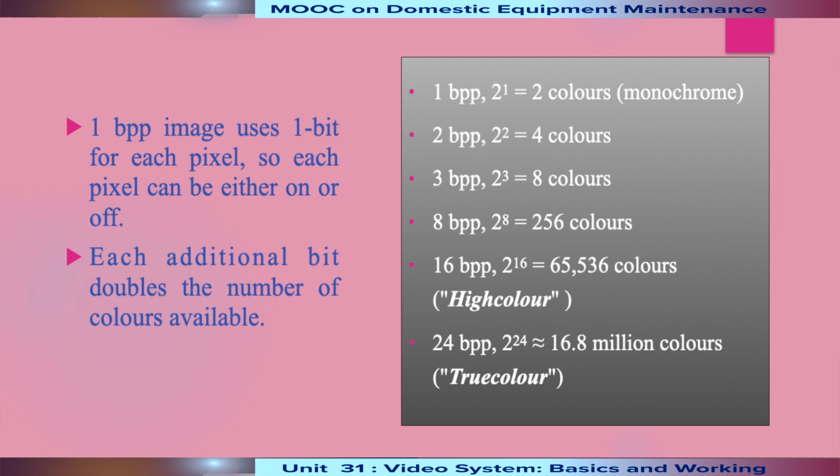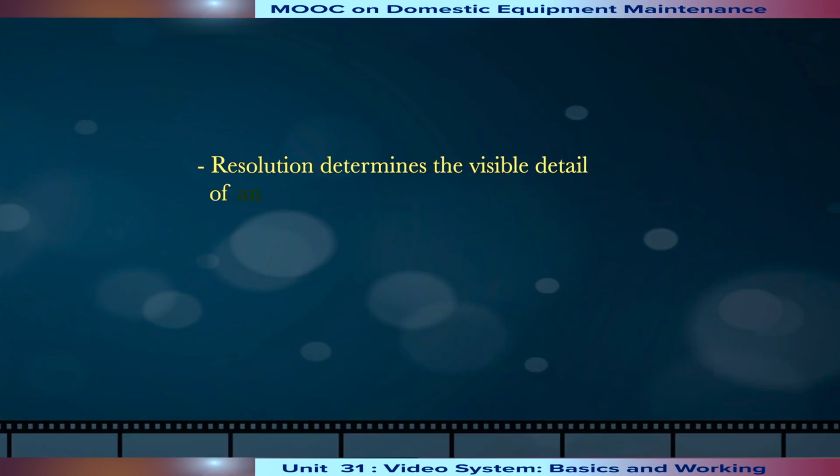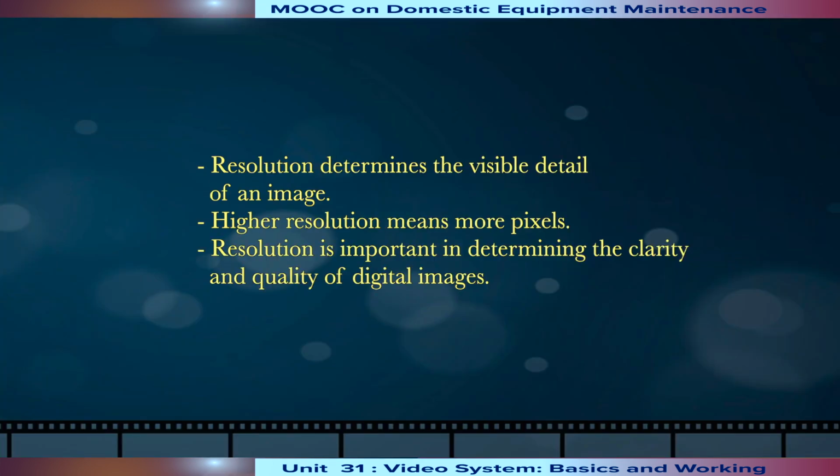High color is represented using 16 bits and the true color is the color represented by using 24 bits. Resolution. The resolution determines the visible details of an image. It represents the density of gray levels or information contained in an image. Higher resolution means more pixels, which usually translate to a sharper and more detailed image. Resolution is an important factor in determining the clarity and quality of digital images, whether on screen or in print.